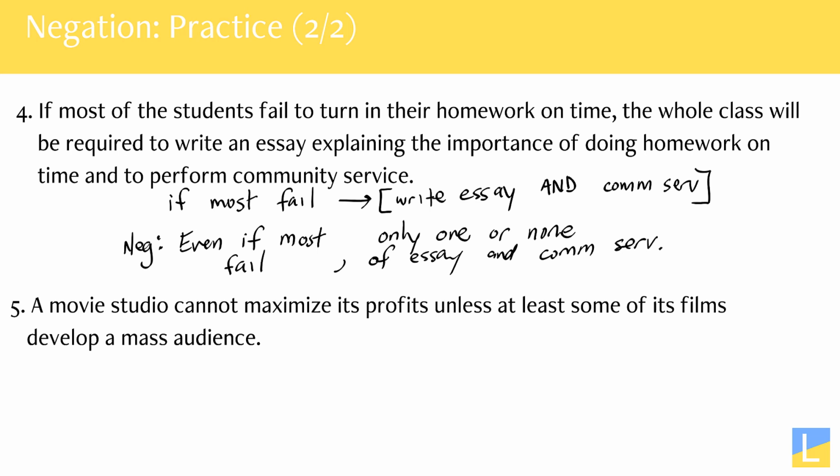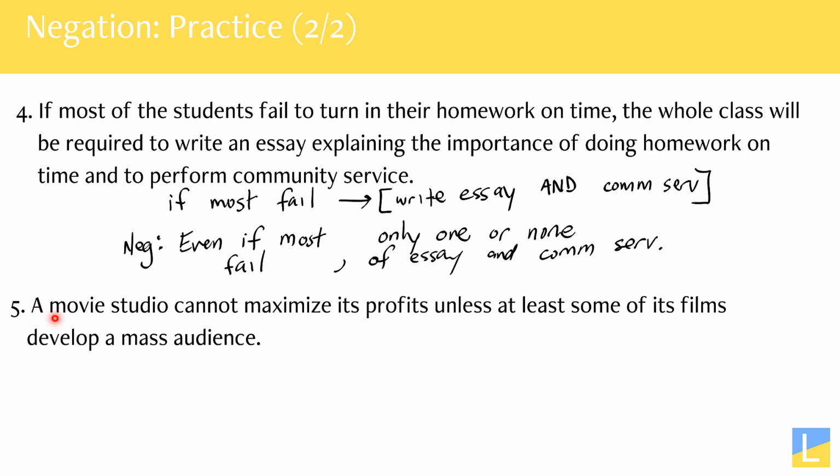And if you want to see how we got to that negation, here I've diagrammed the initial sentence in its non-negated form. If most fail, then you have to do both of these things. And to negate a conditional statement, you say that the sufficient condition can be true, so even if most fail, but the necessary condition might not be true. And here we have to interpret not both write essay and community service. And so not both means only one or none. Even if most students don't turn in their homework on time, only one of these is going to be required, or maybe even none of them are required.